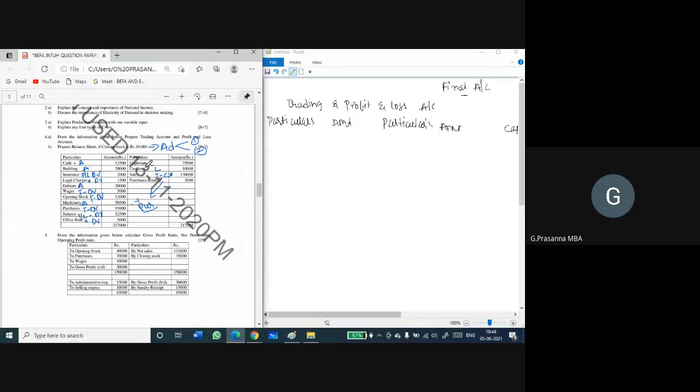Now first we will be preparing the trading account. After closing the trading account, we will move to the profit and loss account. So first I will be checking whether any transaction is there in the debit side related with the trading account. Okay, wages, opening stock. So in the trading account, you need to start with the opening stock. That's why I'm taking opening stock first. To opening stock. Okay, what is the amount of opening stock here? 12,000. Next, wages. To wages. What is the amount of wages here? 5,000.